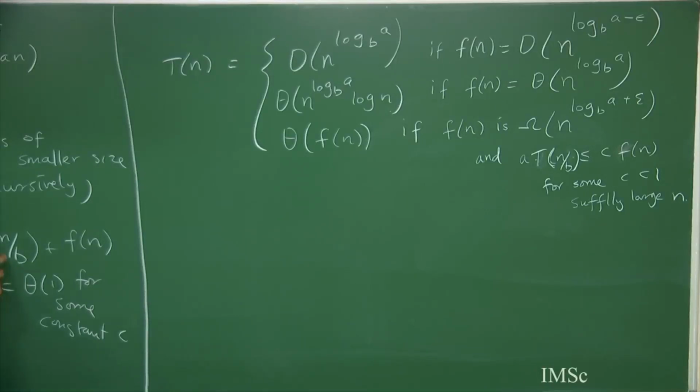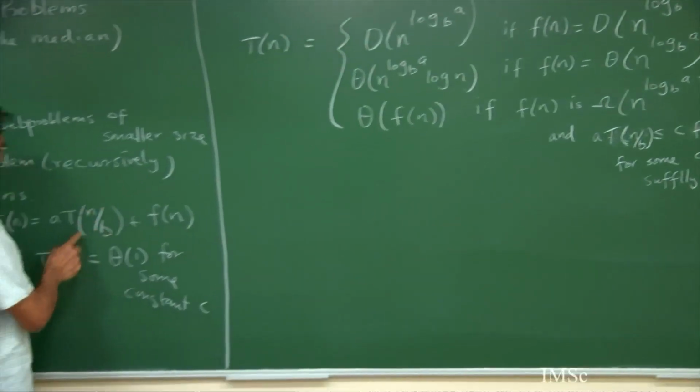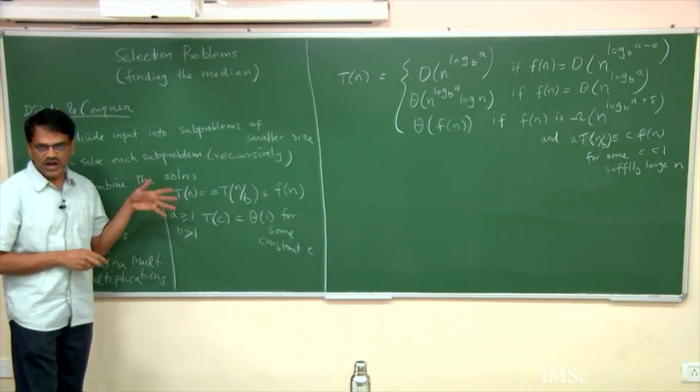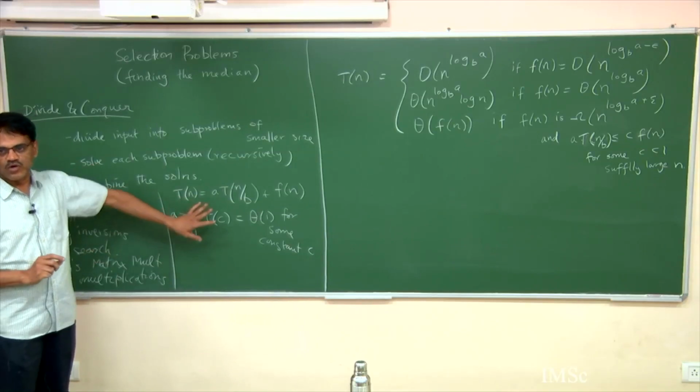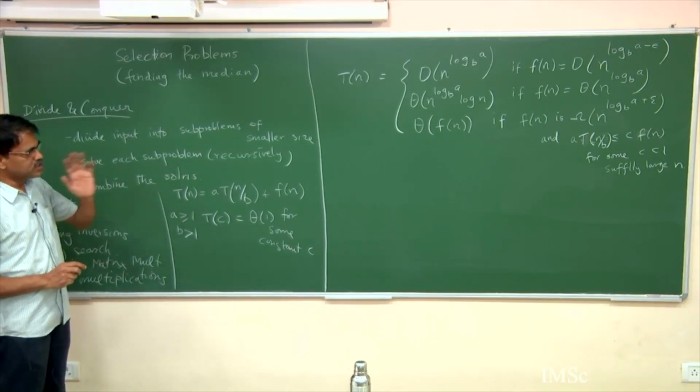One thing is that this n over b may not be an integer, whereas T is defined only for integers. So, think of n over b as floor or ceiling of n over b. It's all asymptotics.